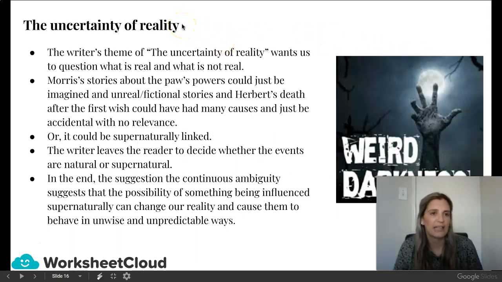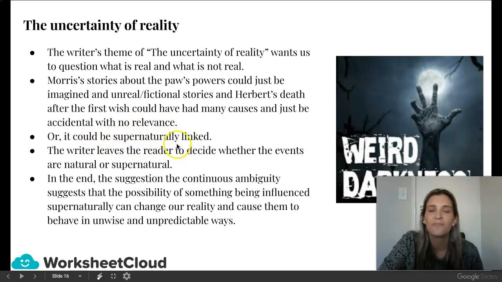The next one we're going to look at is the uncertainty of reality. So he wants us to question what is real and what is not real. Morris's stories about the paw's powers could just be imagined, could be fictional, could be made up. And Herbert's death after the first wish could have had many causes and just be coincidental. It could have been accidental and it had no relevance to the paw. Or the author wants you to think that it could be supernaturally linked, that because they got the paw, because they used a wish, there was a consequence.